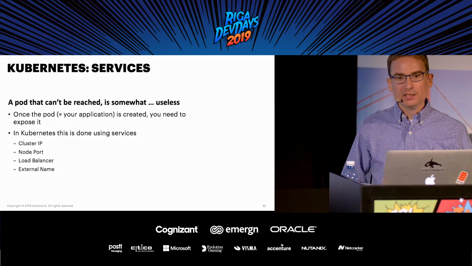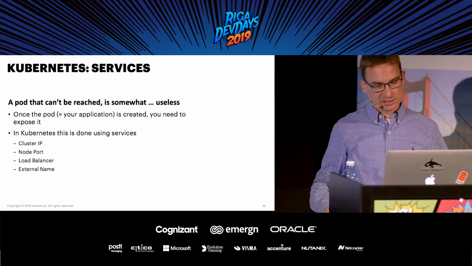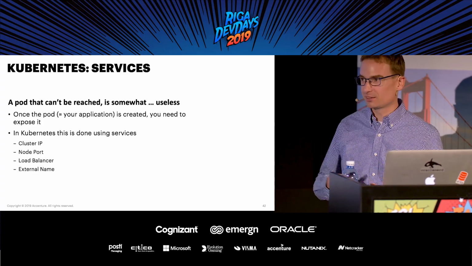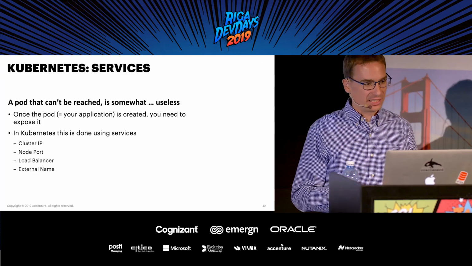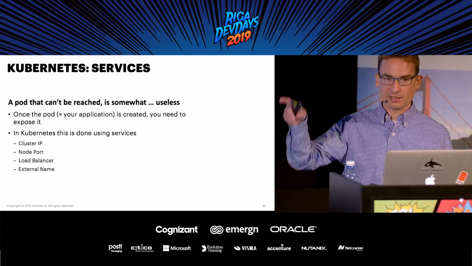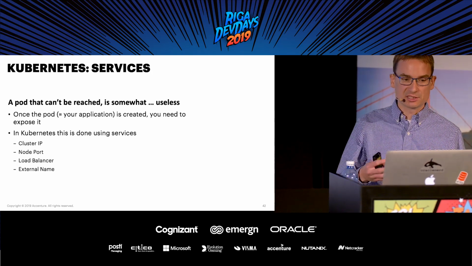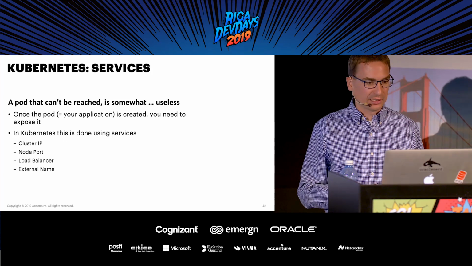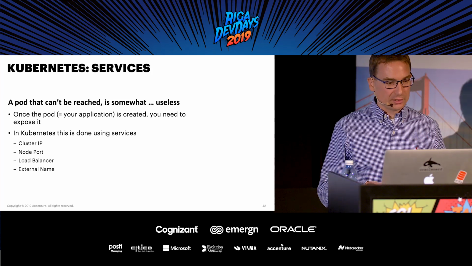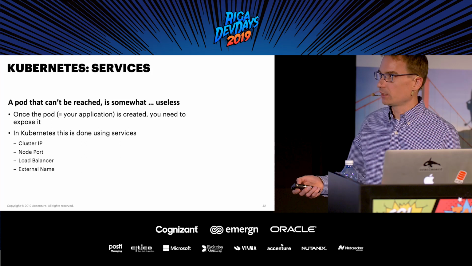Okay, so now you've got containers running. Wonderful, but you can't get to them. How do you get to the containers? This is where we now get back full circle to the microservices. You need to expose the deployment by means of a service, and there are various ways you can do this.